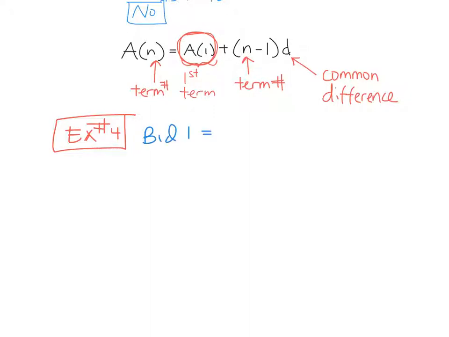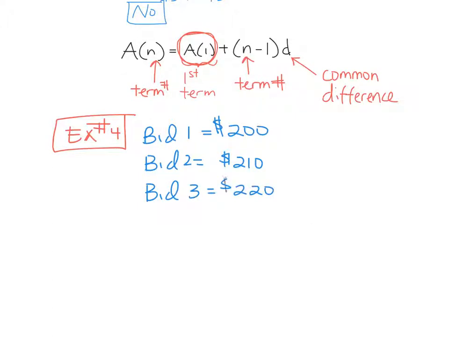Bid number 1 was $200. Then the second bidder, bid number 2, bid $210. Okay, the third bidder bid $220. And the fourth bidder bid, any guesses? $230. Okay. So this is your setup.